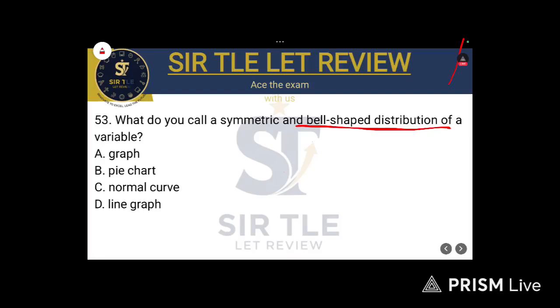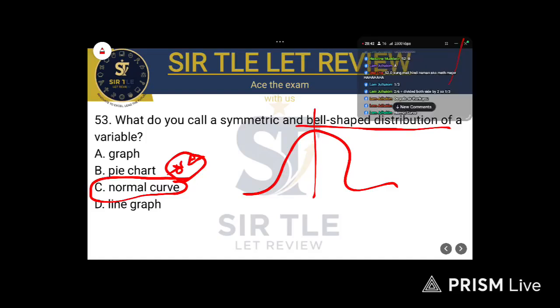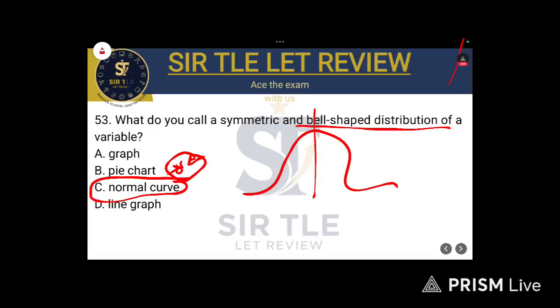What do you call a symmetric and bell-shaped distribution? Very basic. Bell-shaped. Okay, that is letter C, normal curve. A pie chart looks like this: this is 20%, this is 80%. Very good, everyone. The answer here is letter C. 53 is letter C, normal curve.